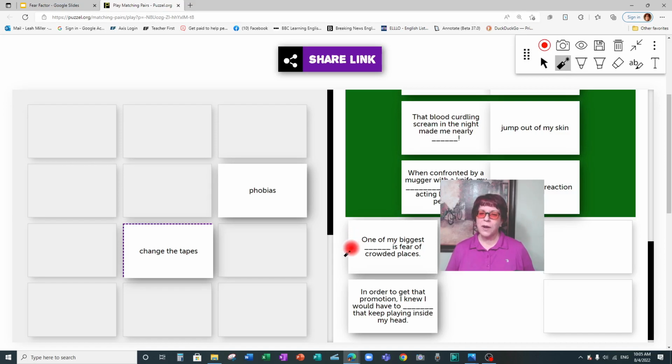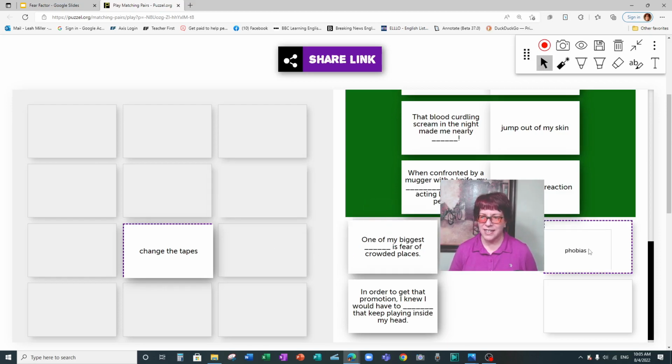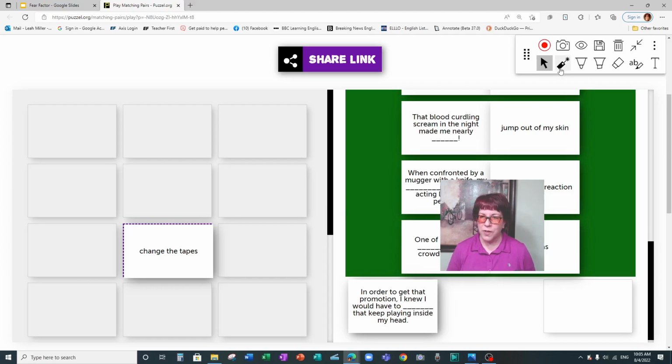Next sentence. One of my biggest blank is fear of crowded places. Okay, and we know that word, one of my biggest fears. Okay, another word for fears, or phobias. We'll match that. And then the last one, of course, we know, so we'll just read it together.